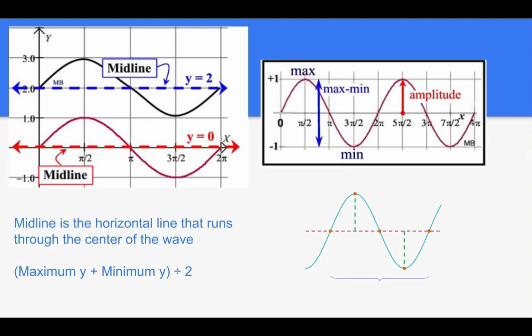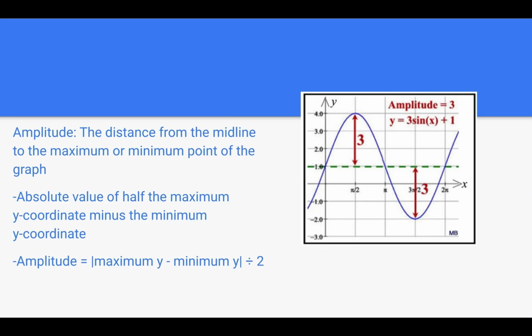Now here we have the midline. The midline is the horizontal line that runs to the center of the wave. And the way to calculate this is you add the maximum y plus the minimum y, and you divide it by 2. You see in these images, it goes right through the middle of the wave. Here we have our amplitude. The amplitude is the distance from the midline to the maximum or minimum point of the graph. A way to calculate the amplitude is you take the absolute value of maximum y minus minimum y, and you divide that difference by 2. So you can see here you have your midline, and it's the distance from the midline to the maximum, and the midline to the minimum.